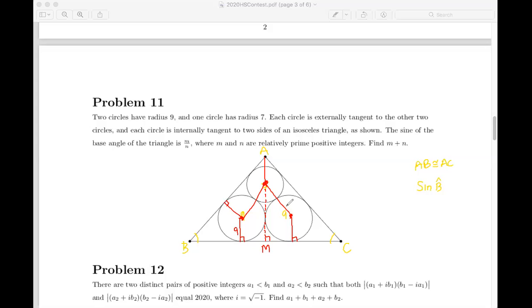And this is also 9, this is 9, this is 7, this is 7, this is 9. Okay, so where is this going? So this is also 7, 7, and 9. Okay, I think we put enough segments on the picture, so what's next? Let's connect these as well. Now we need to make sense of the sine of this angle B.